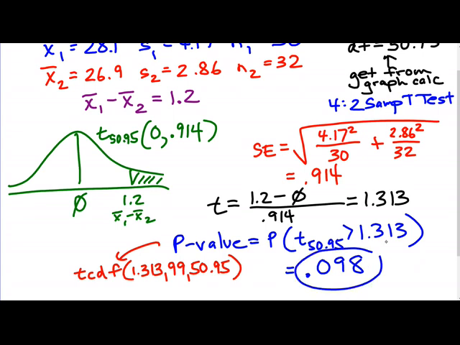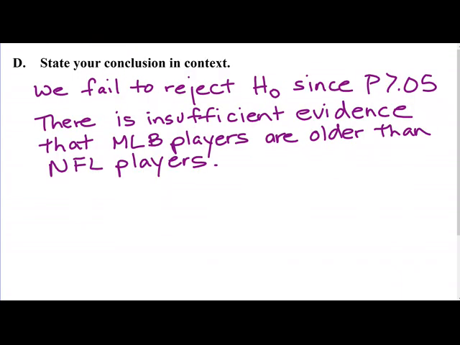And as you guys know by now, if we're below 5%, we reject, but we aren't. So we're above 5%, so we are going to fail to reject the null hypothesis since p is greater than 5%. There is insufficient evidence that Major League Baseball players are older than NFL players. So were they older on average? Sure, but just not enough for us to conclude. It just could have been sampling variability in this case here.